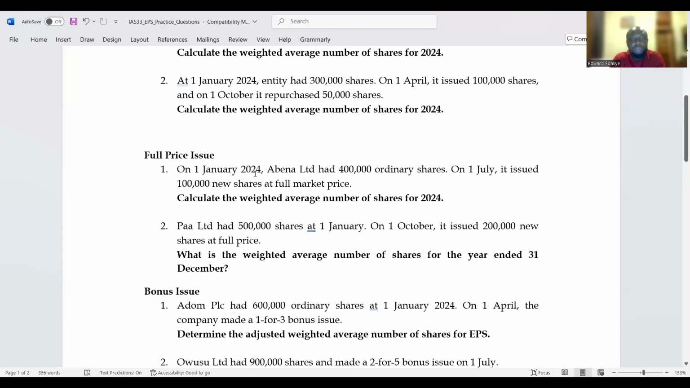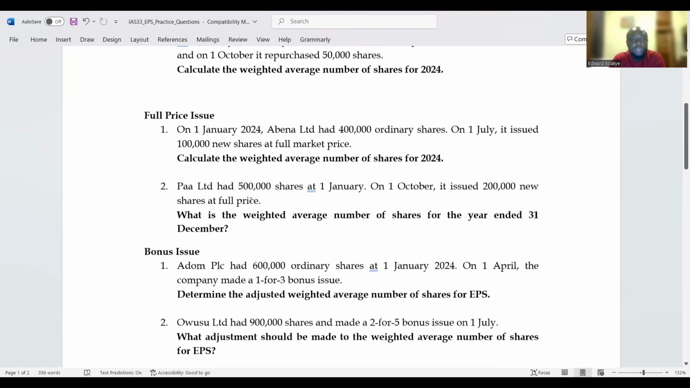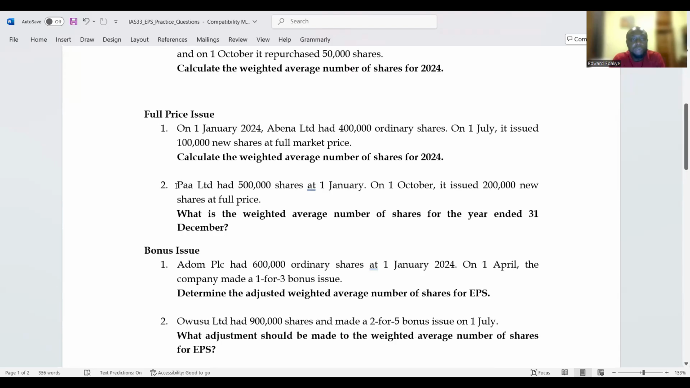So on 1st January 2024, Abner Limited had 400,000 ordinary shares, and then on 1st July, it issued 100,000 new shares at full market price. So if you look at this, we have already calculated the weighted average earnings per share, right? And let's go to question number 2.